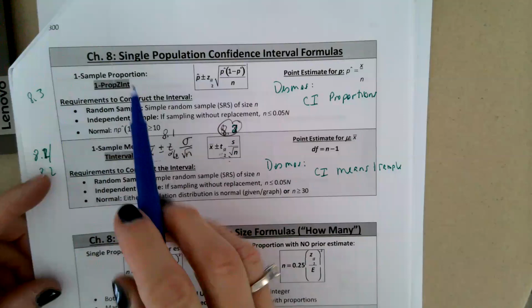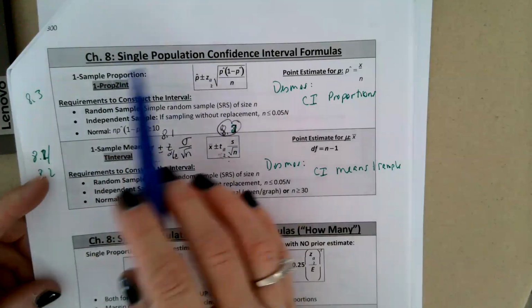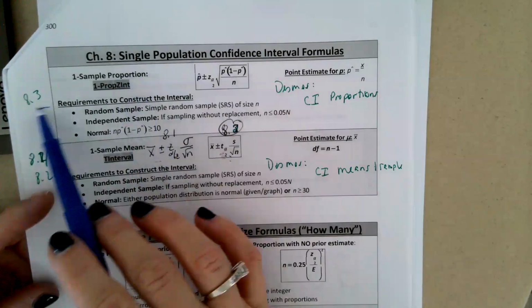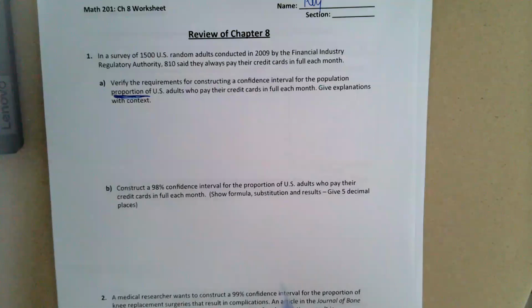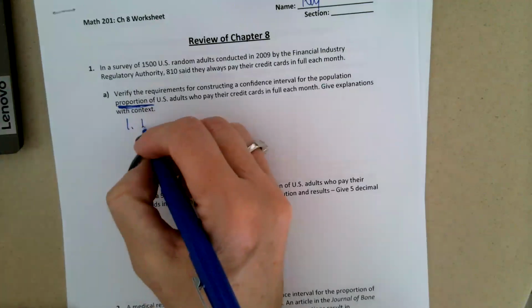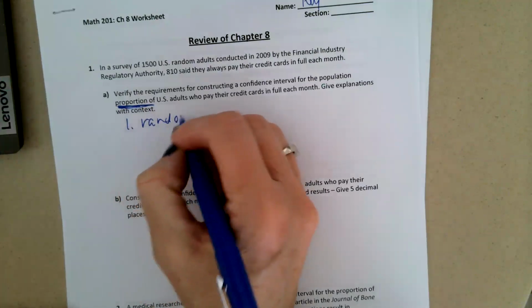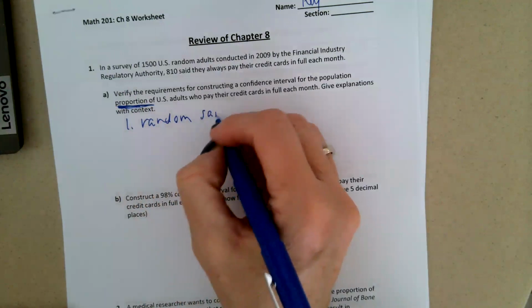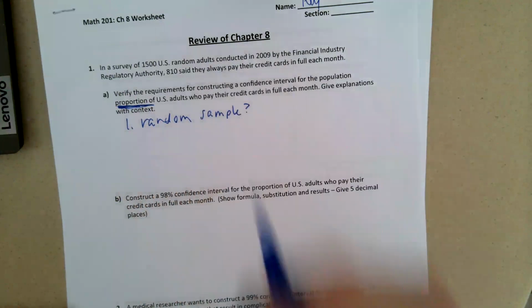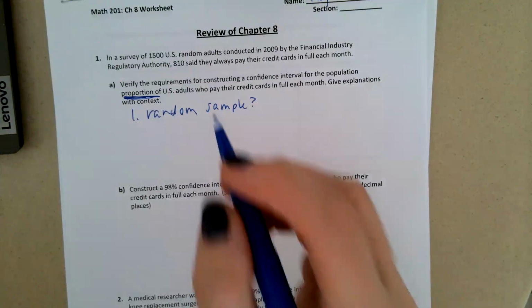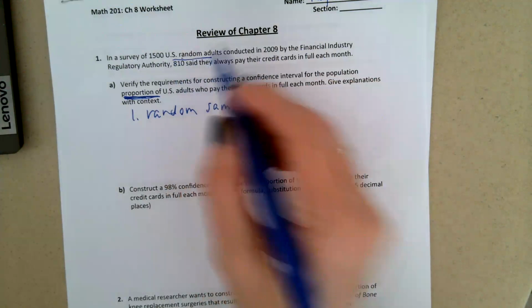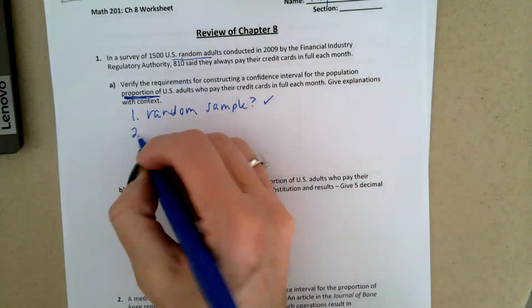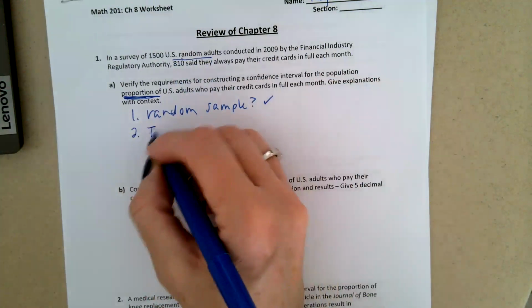So that means we're going to be using the formula that we've been using in class for proportions. This is 8.3 in our class. And here are our requirements. So the first is, do we have a random sample? It's the U.S. random adults. So yep. The second thing is independence.